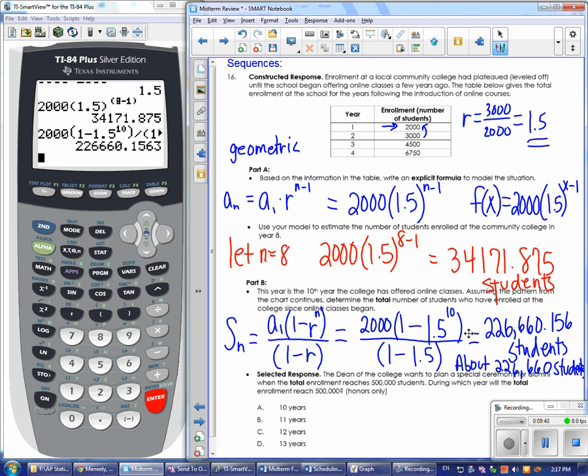I found the total at year 10 to be 226,660.